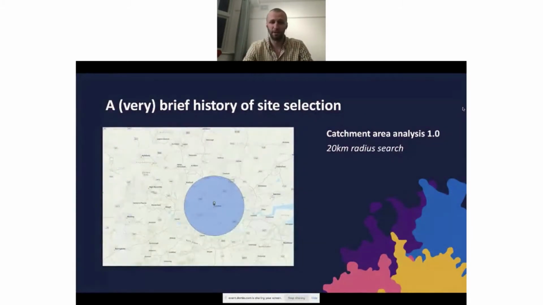And the simplest way to do this is just to take a distance catchment area. So 1.0 would be, let's do here a 20-kilometer radius search around this potential site that we're looking at. And this could be sufficient for a lot of use cases, but a lot of the time it will fall down because human beings can't move in a straight line. We're all at the mercy of the transport networks. And so if you're trying to look at whether people can actually access this site, then we need to start looking at the transport networks that are available to them.